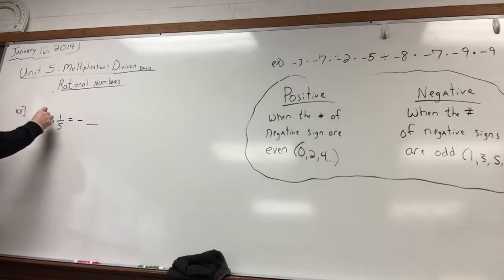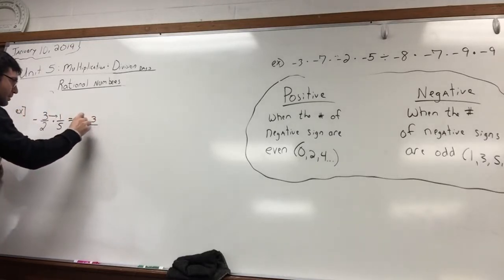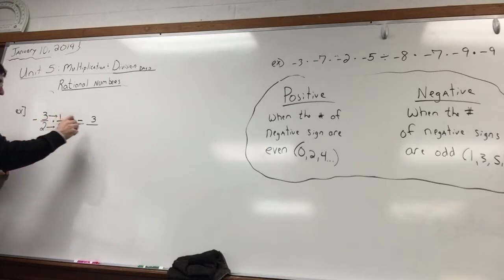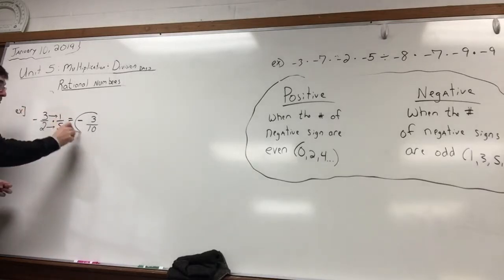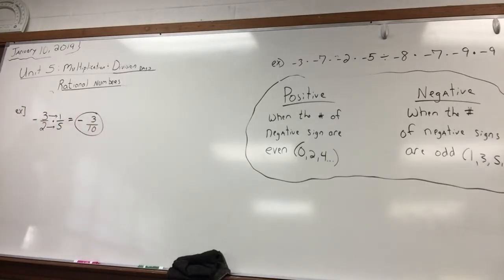We multiply across. 3 times 1 is 3. 2 times 5 is 10. Can I simplify? Because you would still have to simplify if needed. Questions on that one?